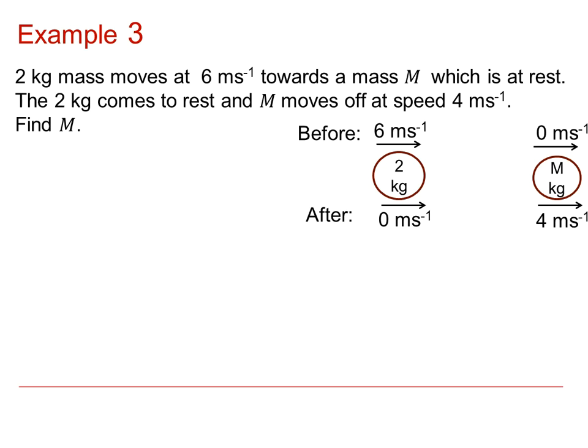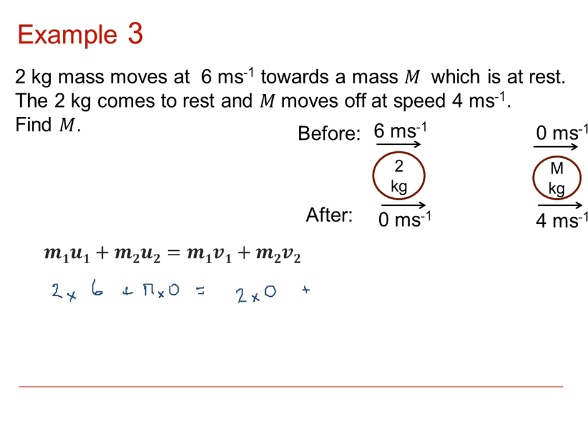So again, our conservation of momentum equation is here, so we can write down that the initial momentum is 2 multiplied by 6, and then the m kilograms is 0, so we could write it as capital M multiplied by 0, and that's equal to the 2 kilogram multiplied by 0, that one comes to rest, plus the mass m multiplied by 4. So we have 4m is equal to 12, and therefore m must be equal to 3 kilograms.